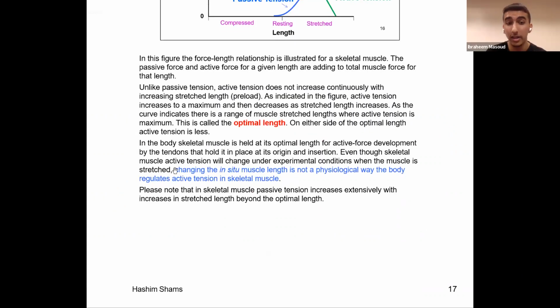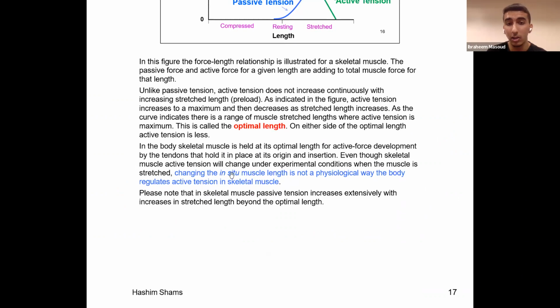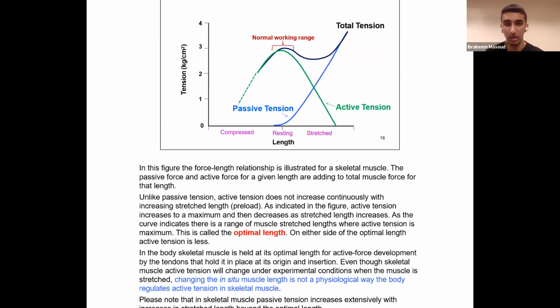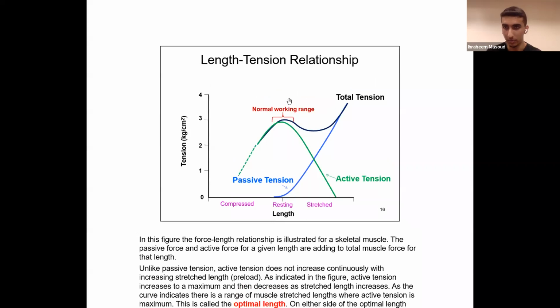See, I think it says it down here. Changing the in situ muscle, which means it's just in lab. It's not the physiological way the body regulates active tension. See, this is not the way our body regulates tension. Our body is always at the optimal range or normal working range. See, this is the working range. Now let's go back to the graph and apply what we learned from the drawing in the graph.